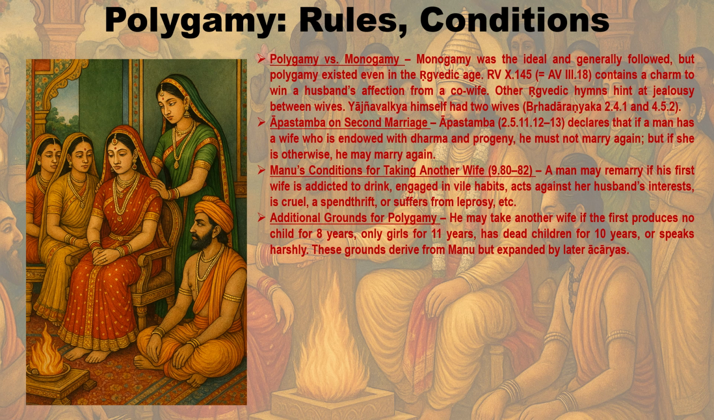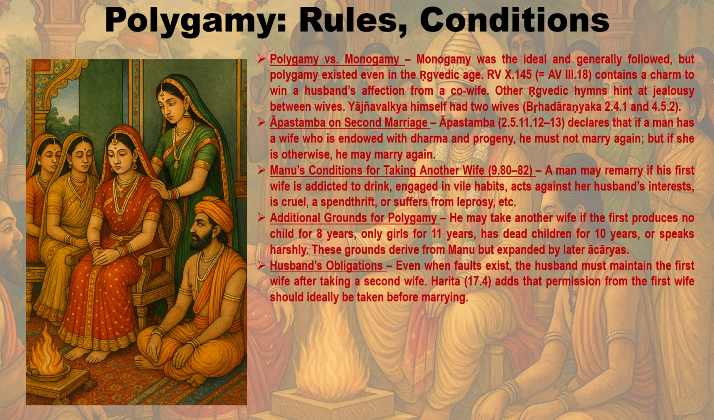He may take another wife if the first produces no child for 8 years, only girls for 11 years, has dead children for 10 years, or speaks harshly. These grounds derive from Manu but were explained by later acharyas. Even when faults exist, the husband must maintain the first wife after taking a second wife. Harita adds that permission from the first wife should ideally be taken before remarrying.